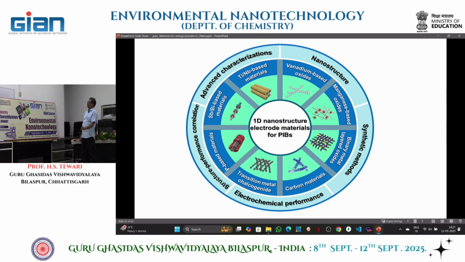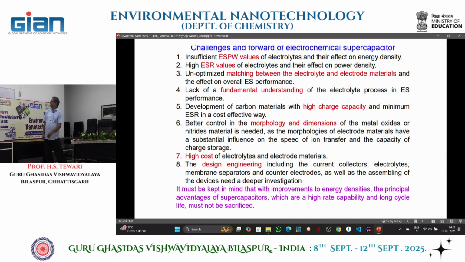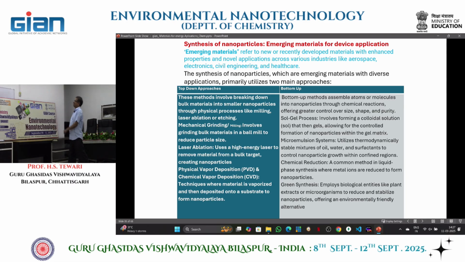This is again one type of nanomaterials. So, challenges and the way towards electrochemical supercapacitors. These are some important advantages of the supercapacitor, which is more favorable in comparison to other electrodes. Students already know top-down and bottom-up; these are methods for synthesis of nanomaterials.